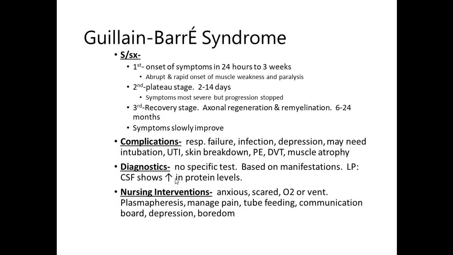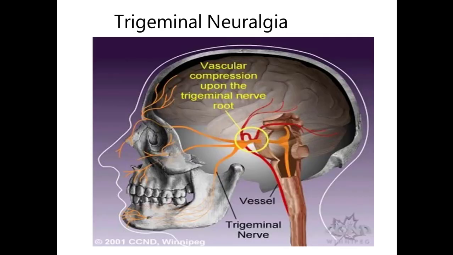Nursing interventions. These patients are going to be anxious. They're going to be scared. They're probably going to be on oxygen or even a vent. Might need plasmapheresis to have the body quit attacking itself. We need to manage pain. Sometimes we're going to even go as far as a tube feeding, a communication board. If these patients are feeling a little bit better, they might actually get pretty bored themselves.